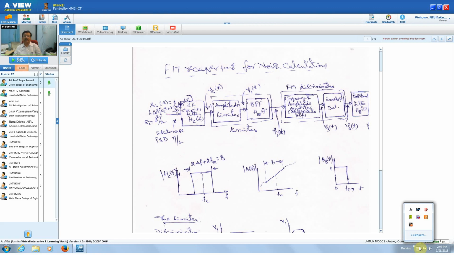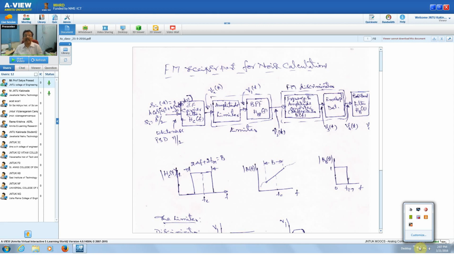The bandwidth that we are going to have is 2 delta F plus 2 FM, or 2 into beta plus 1 into FM. So the required bandwidth for this carrier filter is much higher than the bandwidth that we require for a typical AM receiver. In the case of AM, we said only 2 FM, whereas here we are going to have the bandwidth as 2 delta F plus 2 FM.